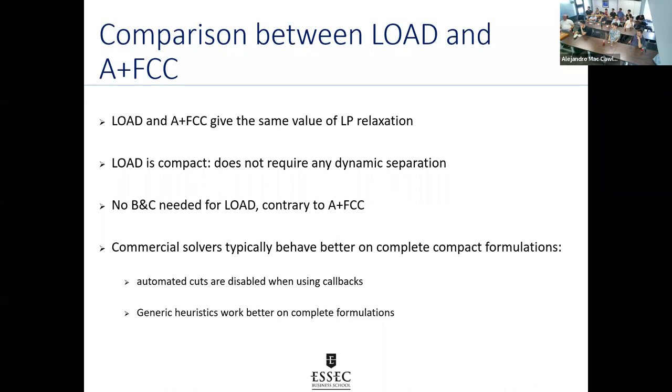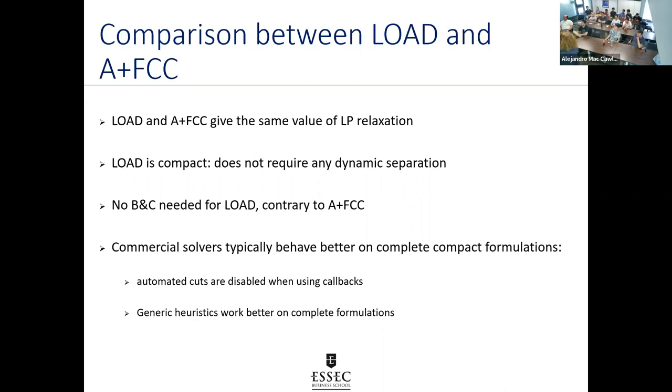Not only that. Looking at the commercial solvers, we did the experiments with CPLEX, but probably it's similar. Solvers typically work better when they have the complete formulation of the problem, because their automatic heuristic methods have the complete information on the formulation, so they can find better heuristic solutions. And also, at least in CPLEX, I don't know whether it's the same in Gurobi, the automatic cuts and other automatic features are disabled when you define your own callbacks, which are the routines for separating dynamically inserted cuts. So from this point of view, the load formulation has some advantages with respect to using fractional capacity cuts.